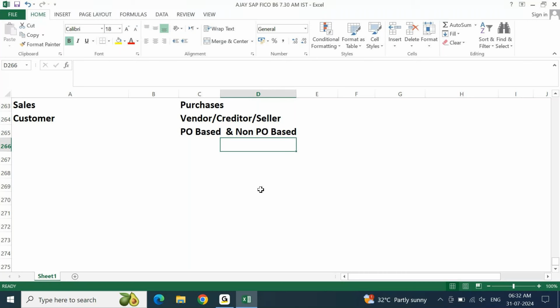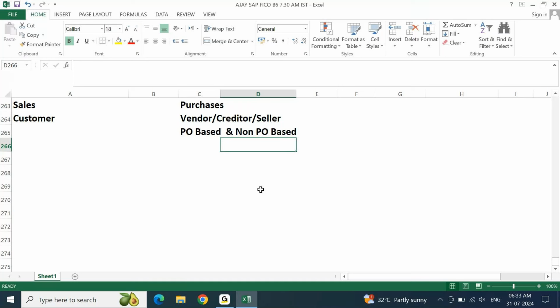If you give a product or service today, I don't pay you today. Instead, I'll pay you after 1 month, or after 2 weeks, or after 45 days, or after 60 days. This is based on the agreement between the buyer and seller. These things are possible only when you have a contract agreement with the vendor. These things usually happen when it comes to purchase orders.